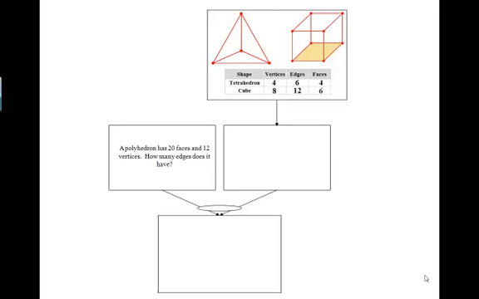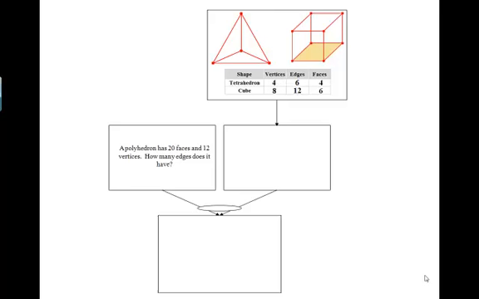For example, if I took vertices plus edges, I get 10 for the tetrahedron. Is there any relationship between 10 and 4 faces? No, that doesn't make any sense. How about vertices plus faces, 8, minus edges, 6, that leaves me 2. Let's hold that thought. Vertices plus faces minus edges equals 2.